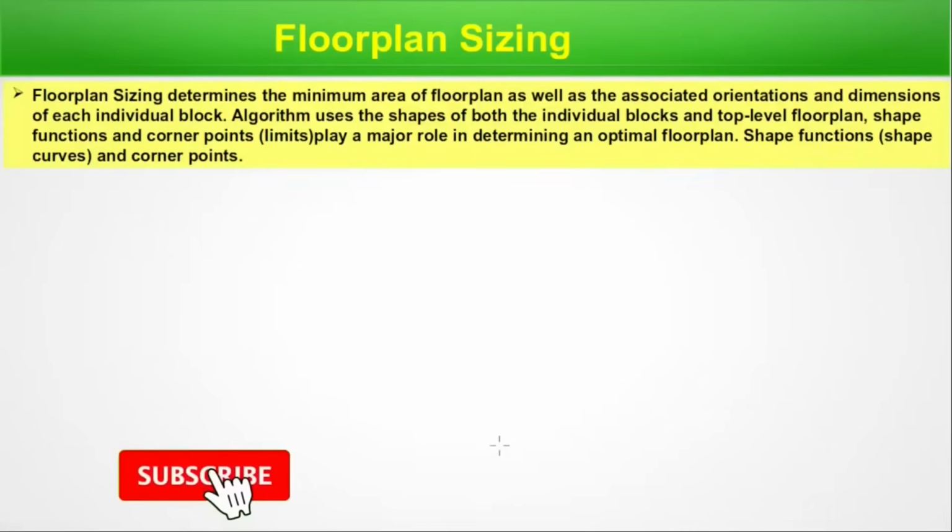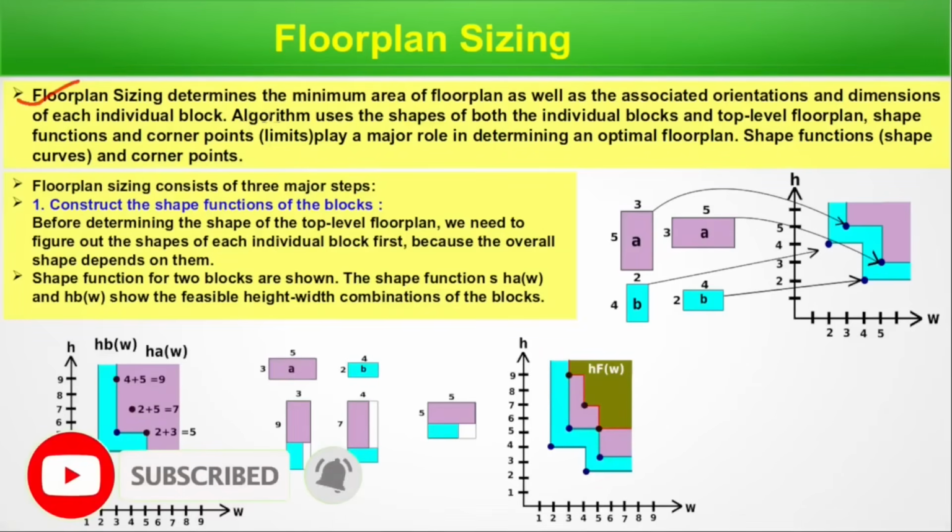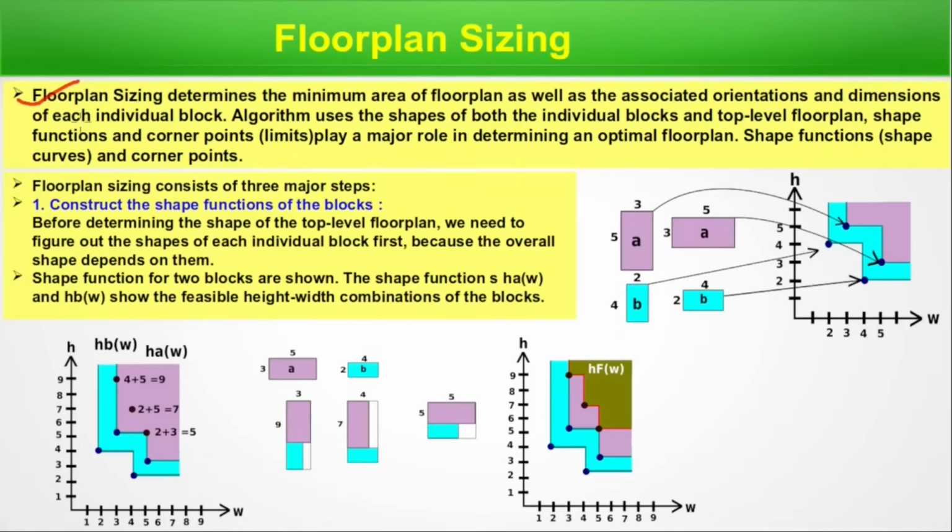Now floor plan sizing. Floor plan sizing determines the minimum area of a floor plan as well as the associated orientation and dimension of each individual block. From the beginning, we were saying that in floor plan, we not only place the modules or blocks, we also decide their shapes, aspect ratio and how they are placed. Here in floor plan sizing, we will do that. The algorithm uses the shapes of both individual blocks and the top level floor plan. Shape functions and corner points play a major role in determining an optimal floor plan. These two are very important things.